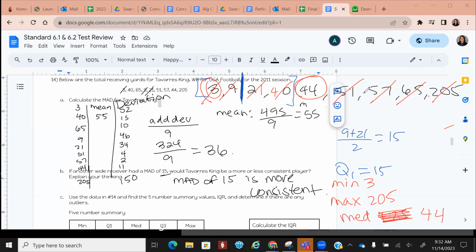We're going to do the same thing for Q3. We're going to go into the middle, add them together and then divide by 2. So what's 57 plus 65, and then divide it by 2? 61. So Q3 is 61.